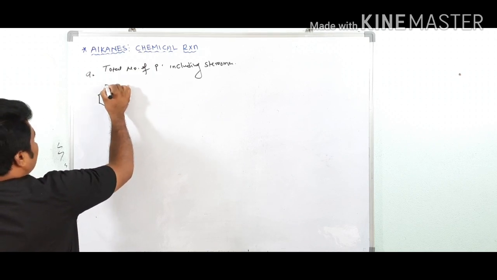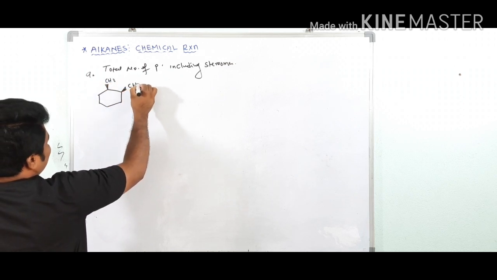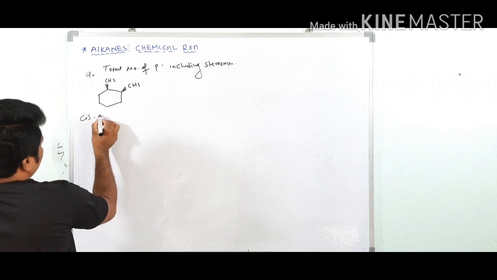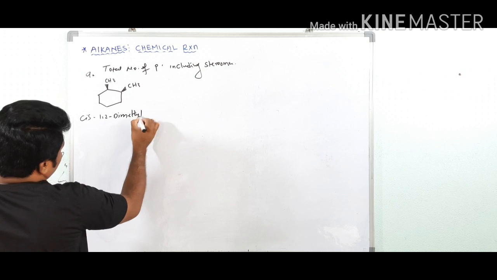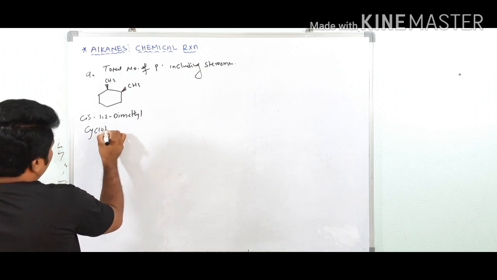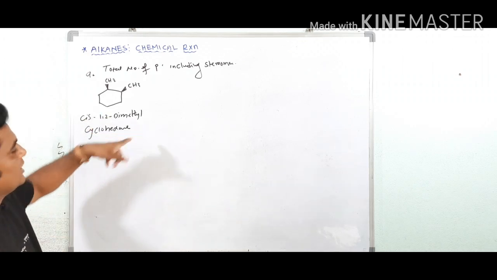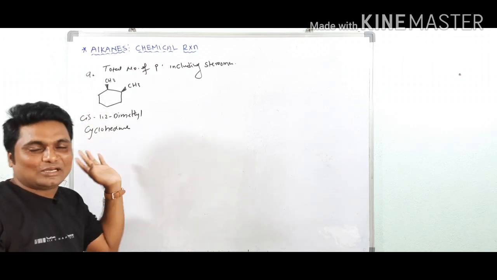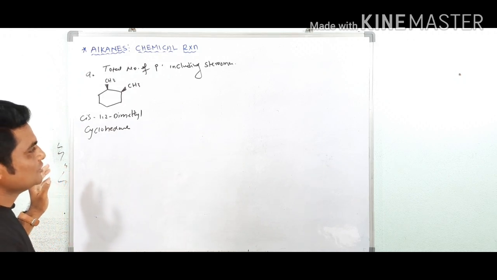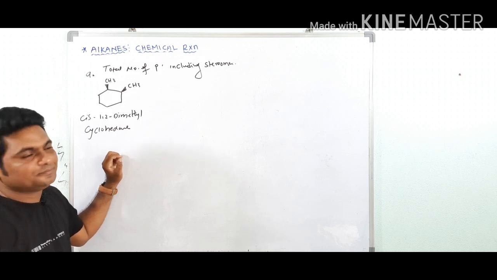Cis 1,2 dimethyl cyclohexane. See, this is cis 1,2 dimethyl cyclohexane. And one more is there, the 10th question, that is trans. Actually this is a very difficult question. Okay, so I took around 30 minutes to solve this question.